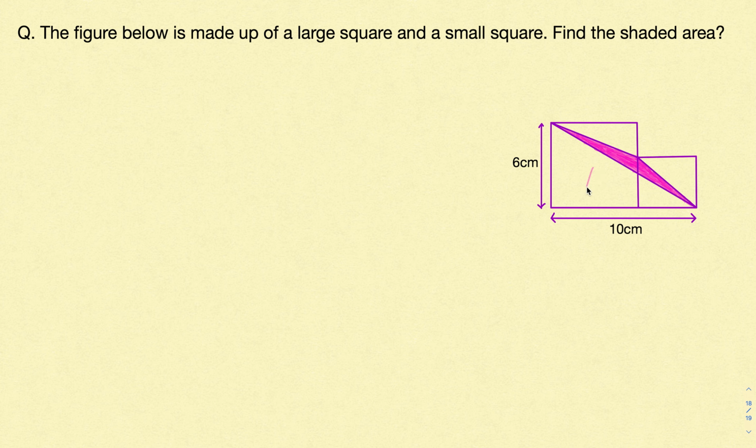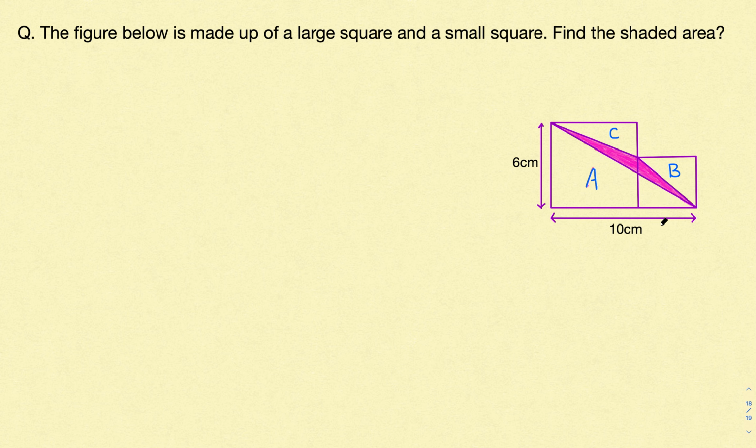So let's call this unshaded triangle A. Then this one, let's call it B, and this unshaded triangle, let's call it C. So what we can do is find the area of the full figure, and then from that we can just subtract the area of these three triangles: this big one A, this one B, and this one C. That will give us the shaded area. So let's start doing it.